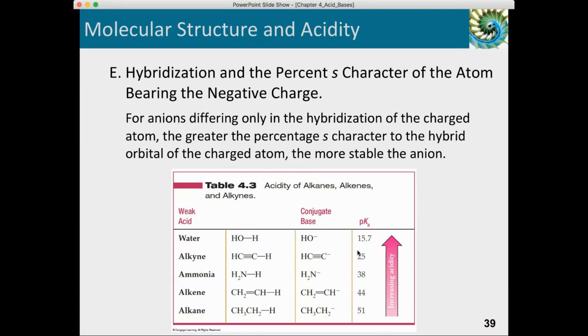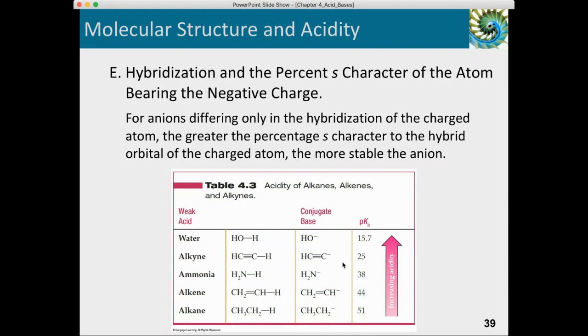I have been saying in class many times that sp carbons are effectively more electronegative than sp2 and sp3. Here, this is the experimental proof of that. And you can see by the significant difference in between 25, 44, and 51, how much more electronegative an sp carbon is as compared to an sp2 and an sp3.